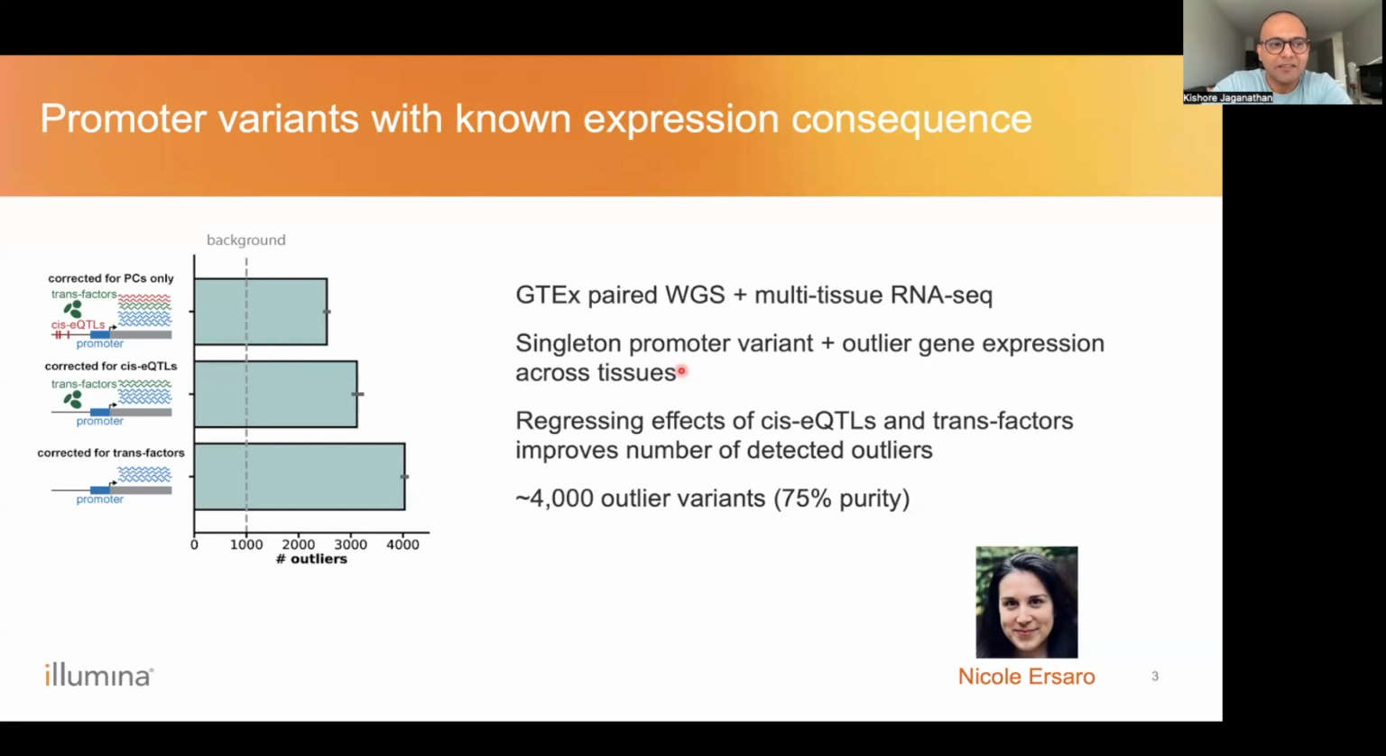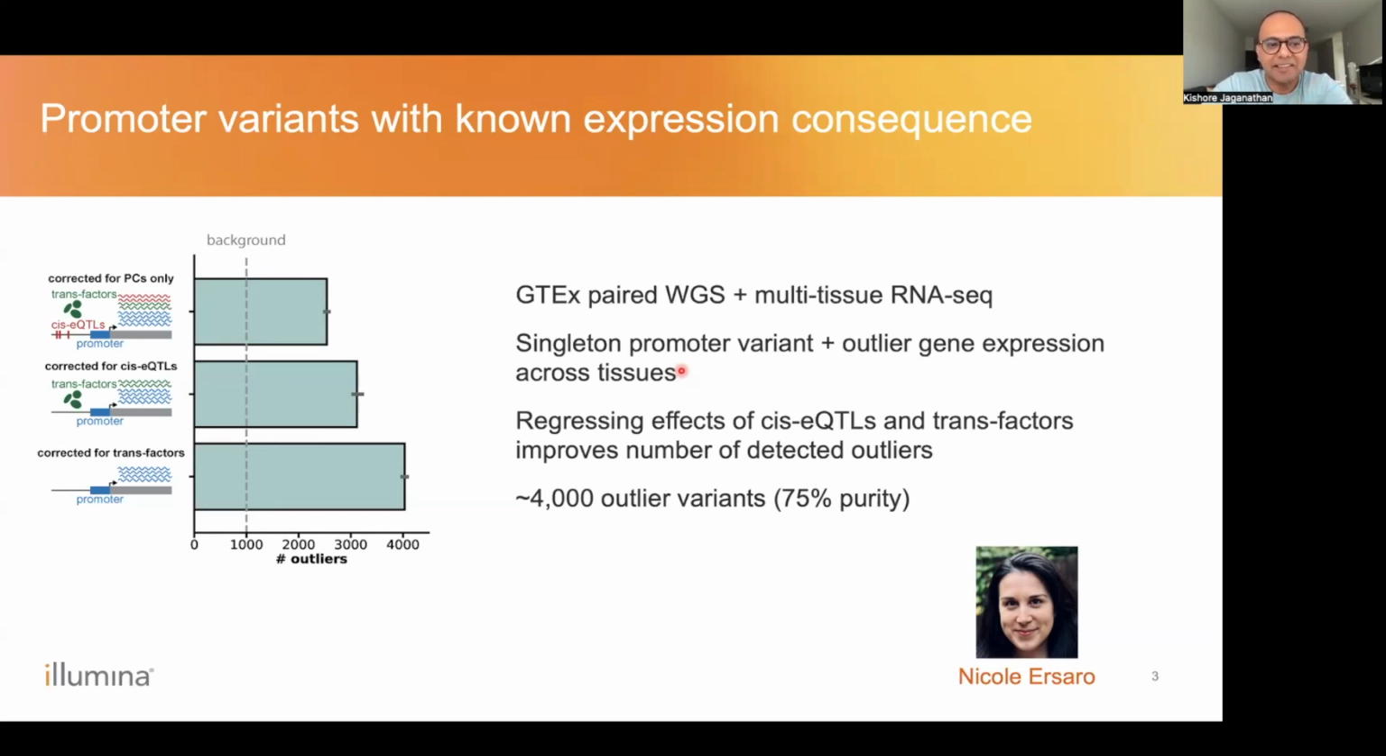When you run the pipeline, what we're really looking for here is, let's say, a singleton promoter variant, where only one individual has that promoter variant, and that individual has an extremely aberrant gene expression for that gene across multiple tissues. And we try and see how many of such variants we can actually find.